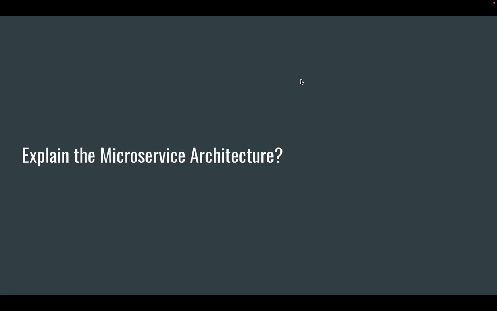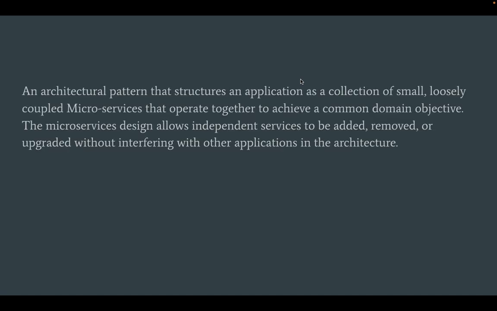Now, moving on to the next question: explain the microservices architecture. So you have different architectures within, let's say, the system design or system architecture world. You have a monolithic architecture and you have a microservices architecture. And microservices architecture is an architectural pattern that structures an application as a collection of small, loosely coupled microservices that operate together to achieve a common domain objective.